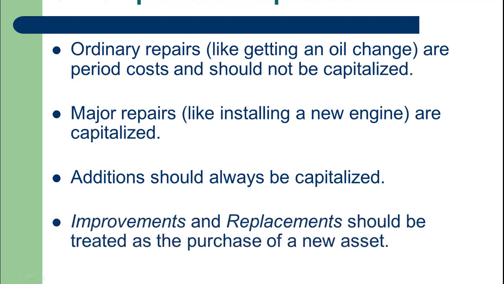Improvements and replacements are typically treated as brand new assets as opposed to being capitalized into the value of an old asset. Now, just to be clear, an improvement is when we buy a newer version of an old asset. So I go from a conveyor belt that moves at 20 miles an hour, I don't know how fast they move, to one that moves 40 miles an hour. It's sleeker, it doesn't catch and rip off my employees' fingers or something, whatever it is. But if I buy a newer model, that's an improvement. I treat it like a brand new asset.